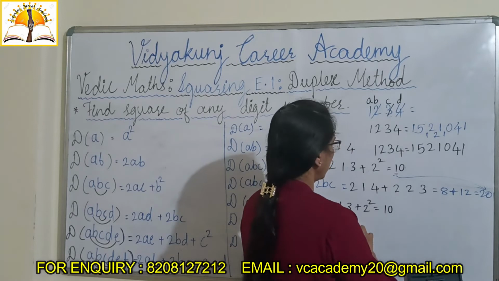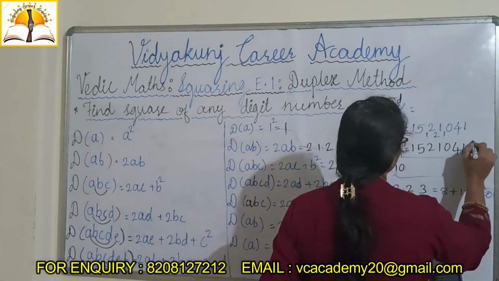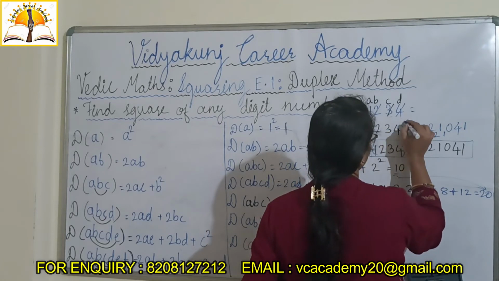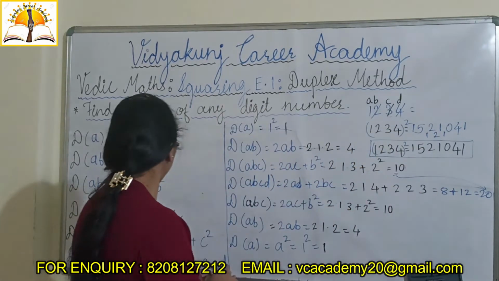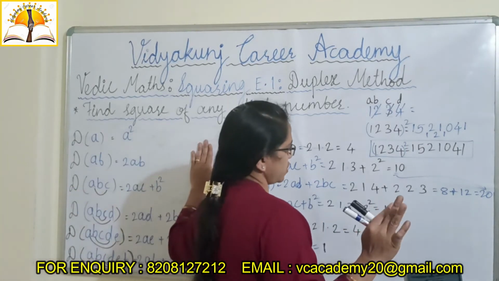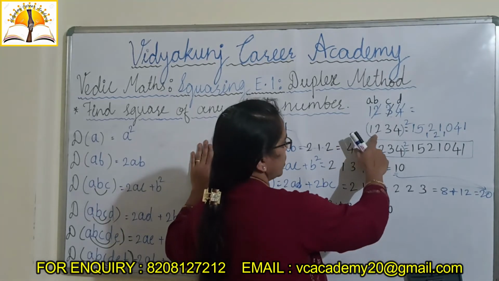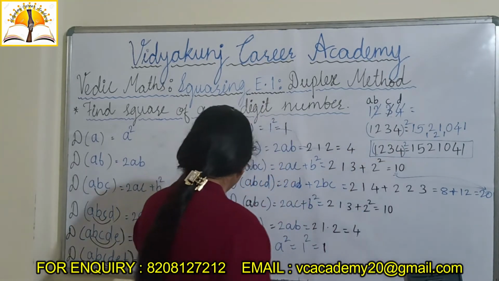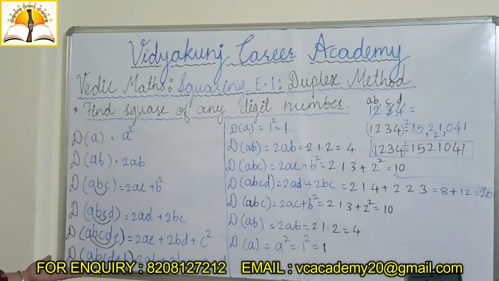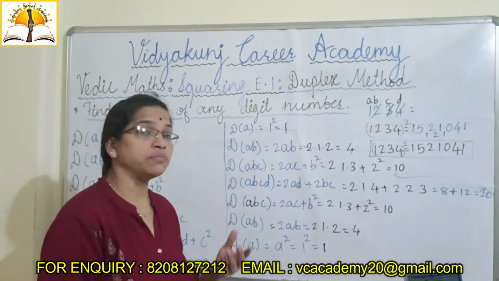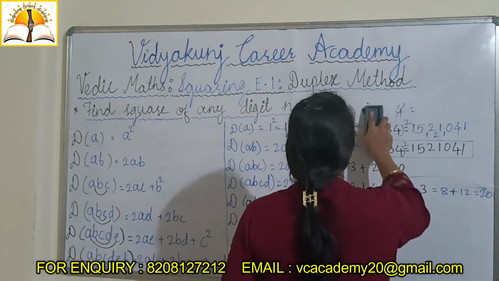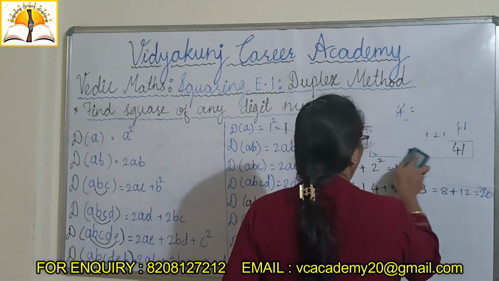Okay. This is the square of this number. Yes or no? We have done here the square of the given 4-digit number. Which is that 4-digit number? 1234. Like this, you can use this method, the duplex method, and you can make the square. Okay. Then I have used here a 4-digit number. Yes or no?